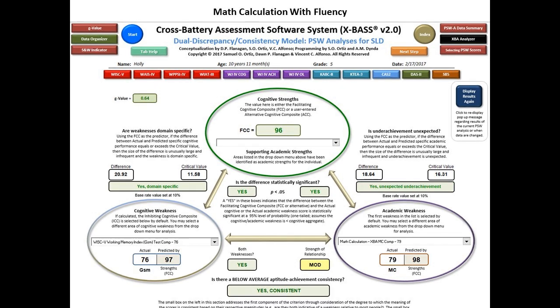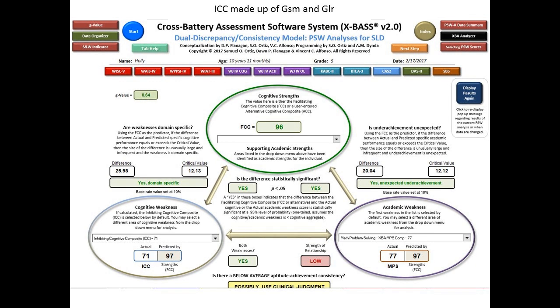The other thing that I can do is this is math calculation with fluency, right? So math calculation with fluency is a 79. When you look at this relationship now with math calculation, when it also involves fluency, you get unexpected underachievement, and all the other criteria, of course, are met. And then this next one looks at this. Now what's changed here is math problem solving. Okay, so now we've selected math problem solving.